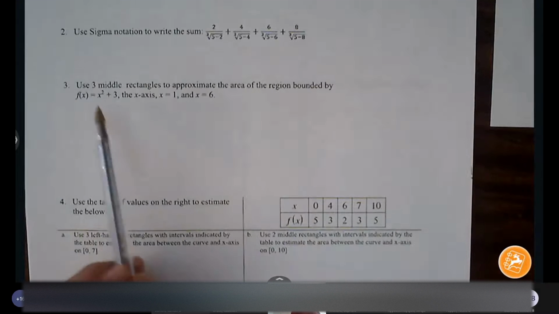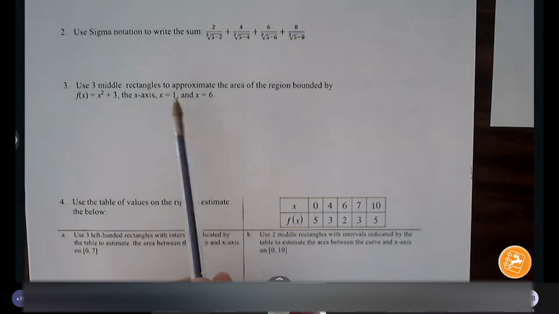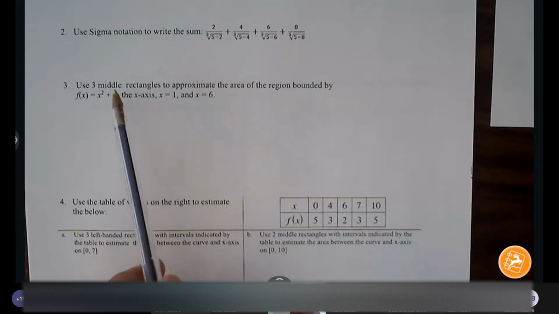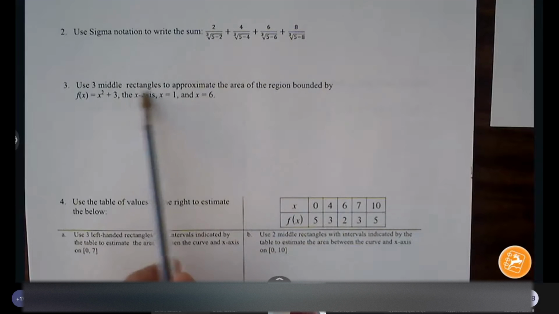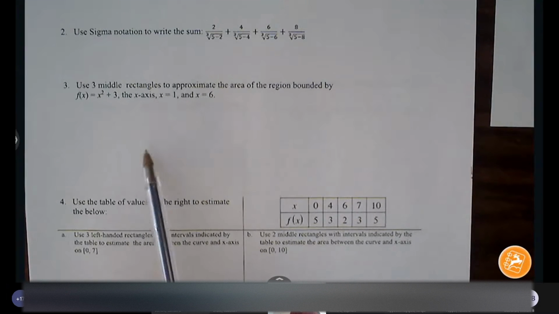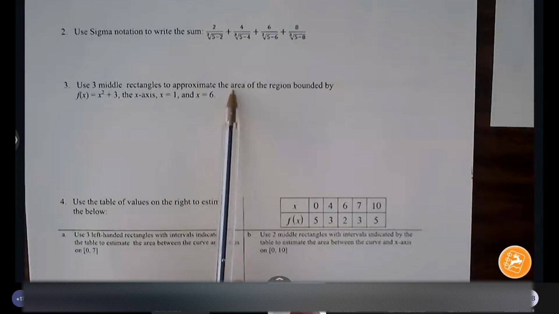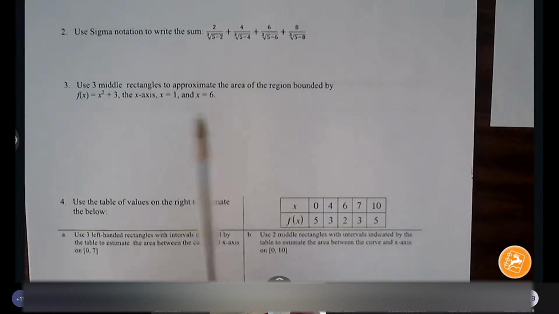Number 3, we have to be able to find area of rectangles using approximations. So we have to build, starting with our width, and then we create our subintervals, and from the subintervals we can find the y values, and we can approximate area because we're able to find the width and height for each rectangle.